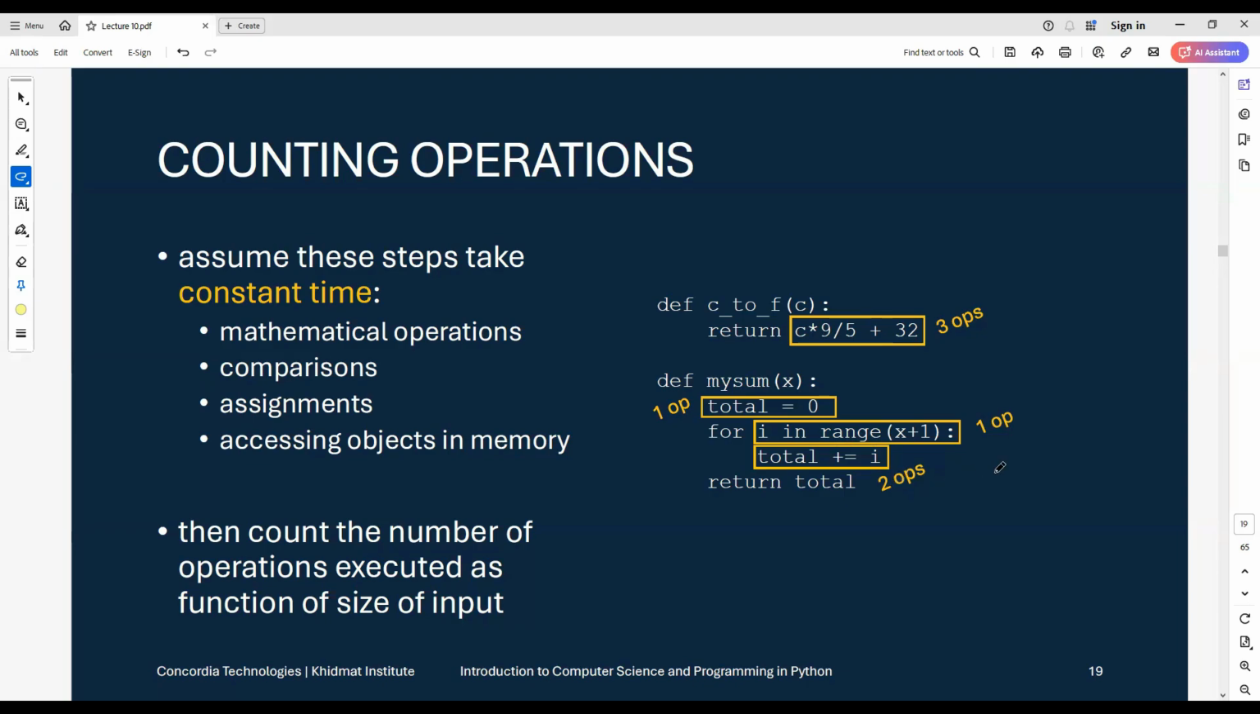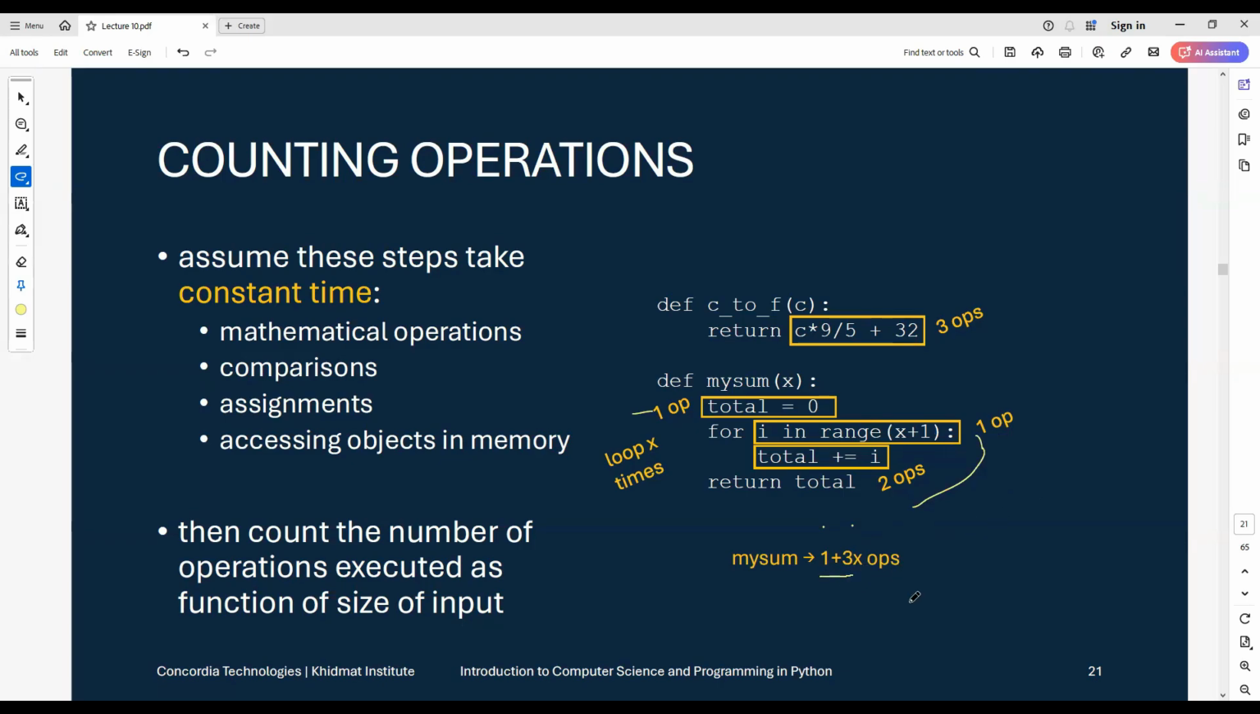So that's two. If we count the total number of operations here, we are doing all of this, these three operations, x number of times. So if we create a simple mathematical notation for that, it's 1 plus 3x operations for this algorithm. One operation here and these three operations here executed x times.